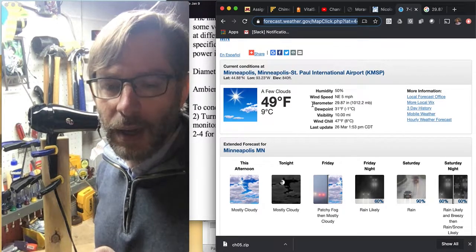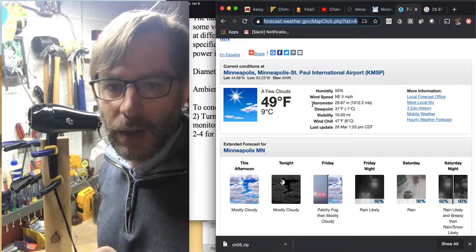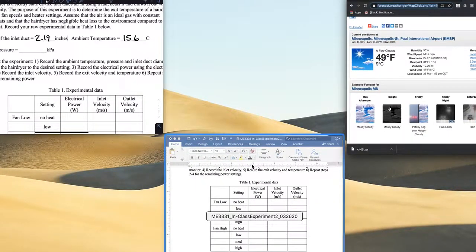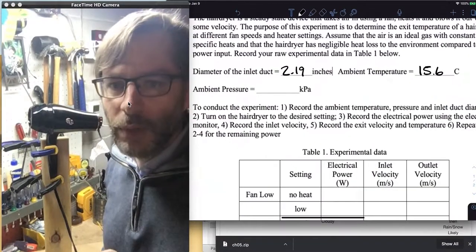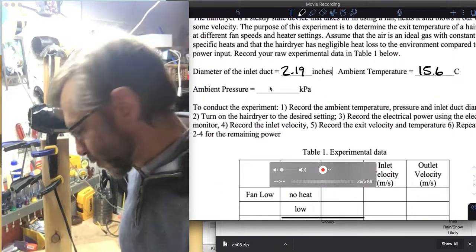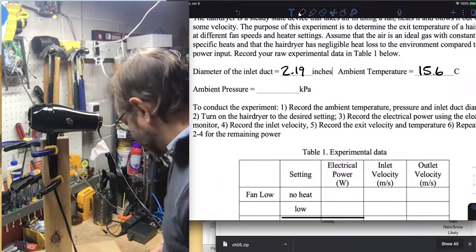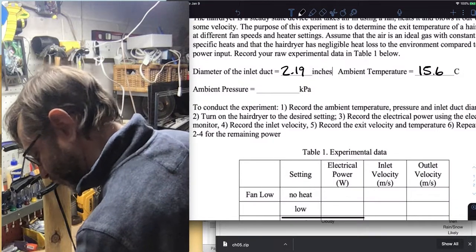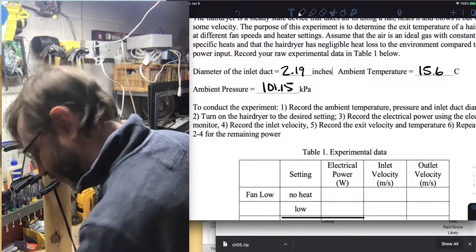So then we're going to take that. I have it in kPa, but I've already done the conversion for you. I wrote it down on my board here. It's 101.15. So that's our pressure.